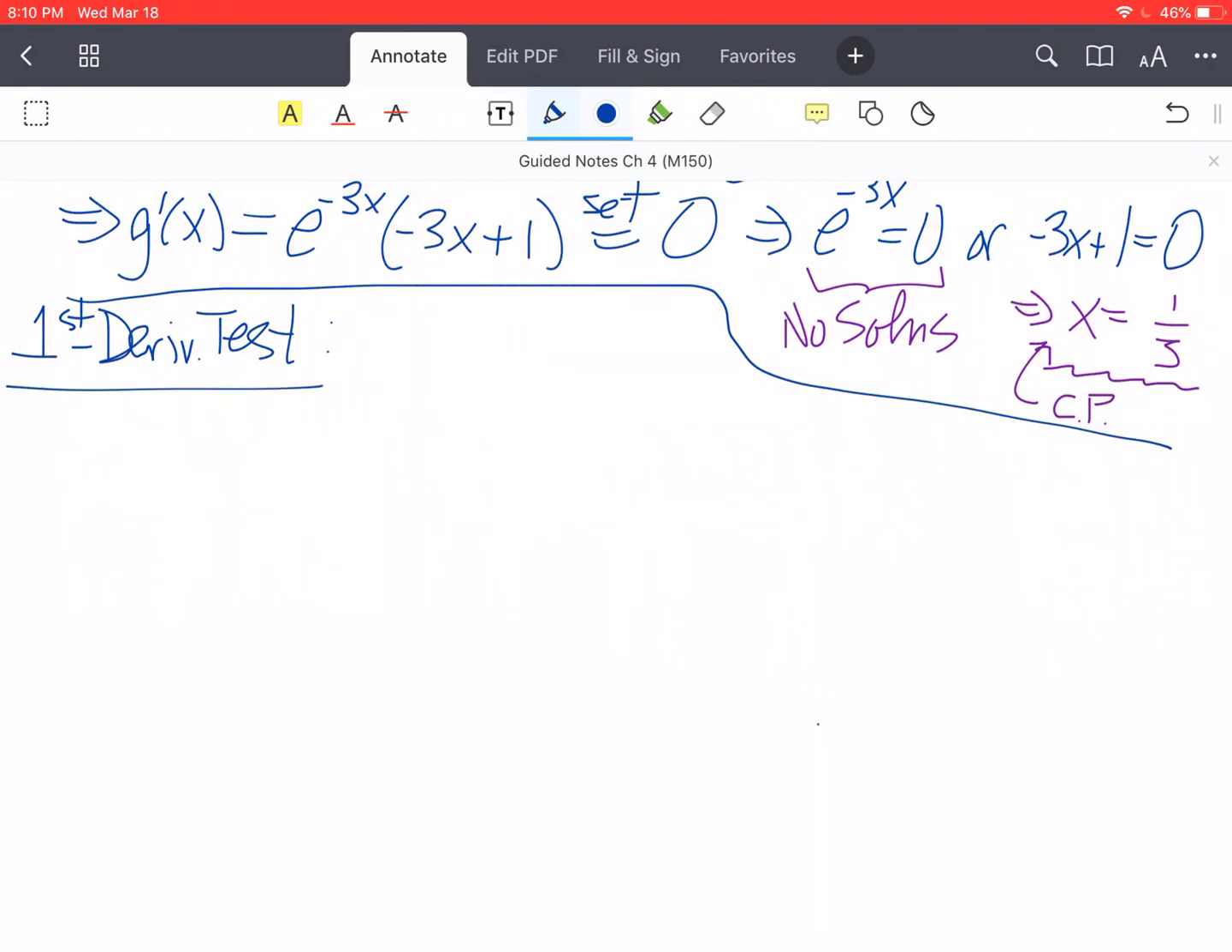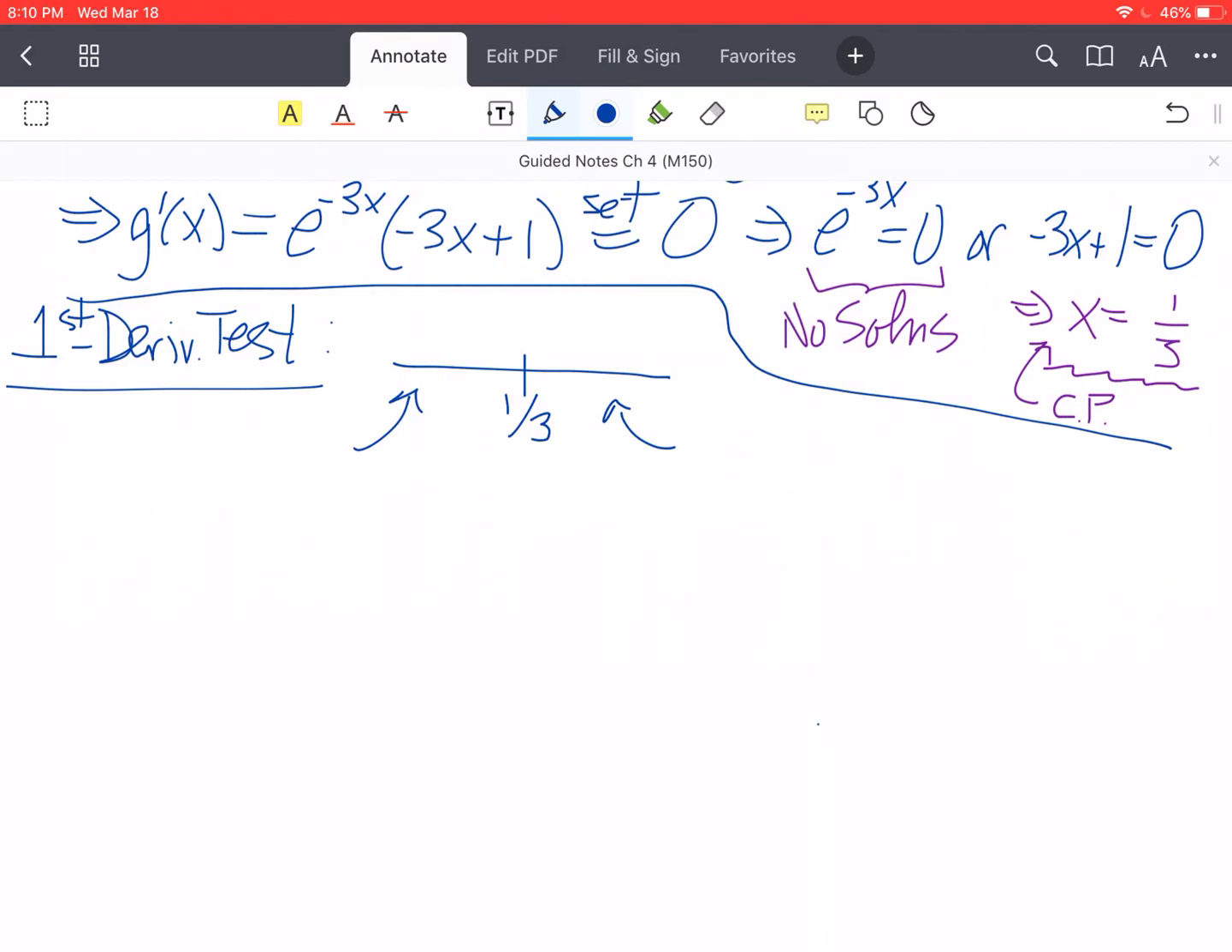Okay, so we're going to create our number line, put our critical points on it. Our only one is at 1/3. So put that on there. And now we're going to just pick a point to the left, pick a point to the right. Doesn't matter what they are. And then we're going to see whether the graph is increasing or decreasing.